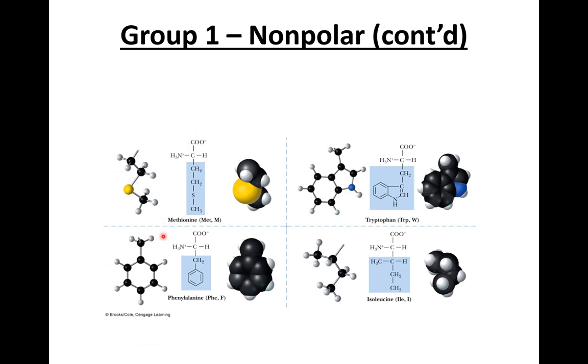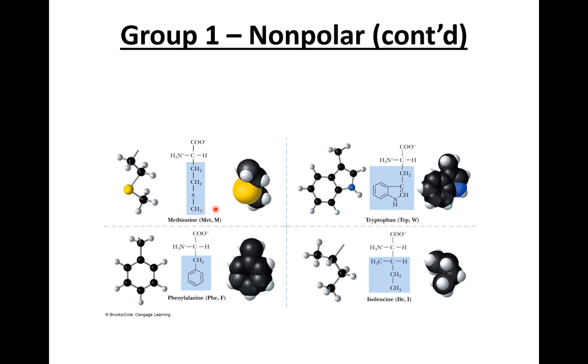Then you have these 4 other amino acids here: methionine, tryptophan, phenylalanine, isoleucine. They may have some ring here, a hydrocarbon ring, and other elements which, taken altogether, don't really change the polarity of the R group. So all of them have non-polar R groups, and therefore they are classified as non-polar amino acids.